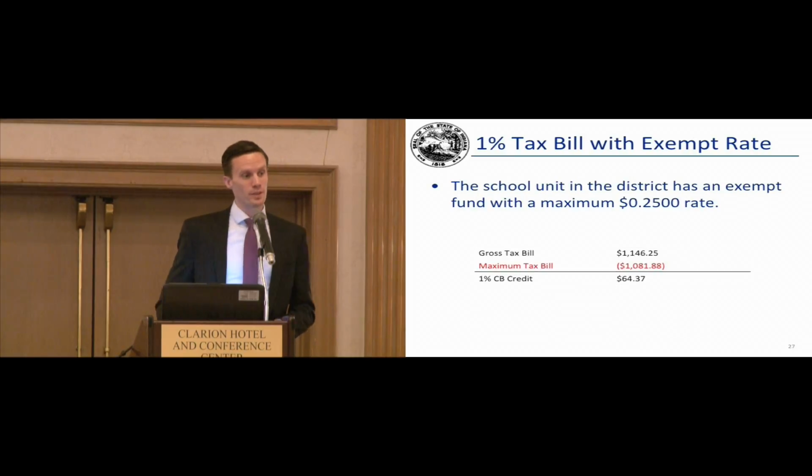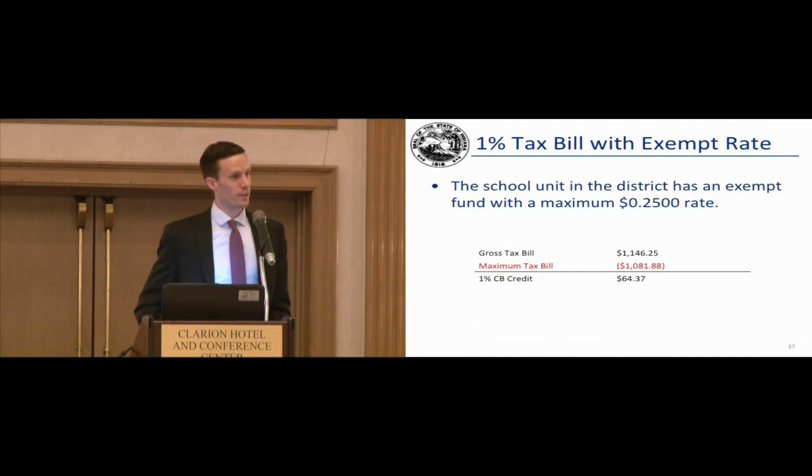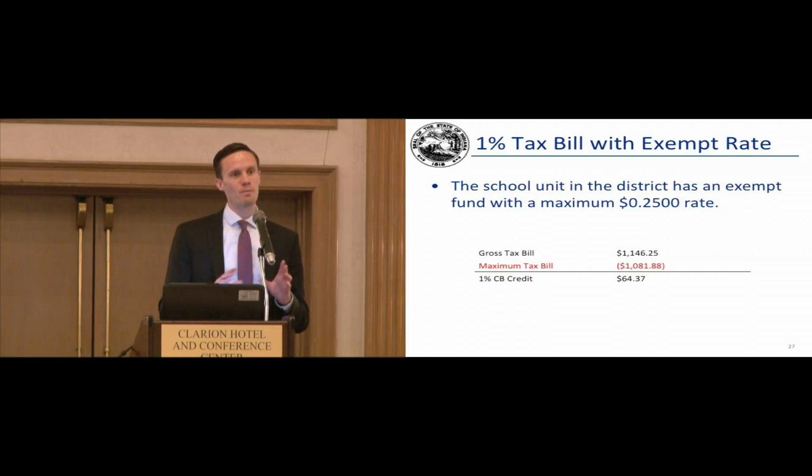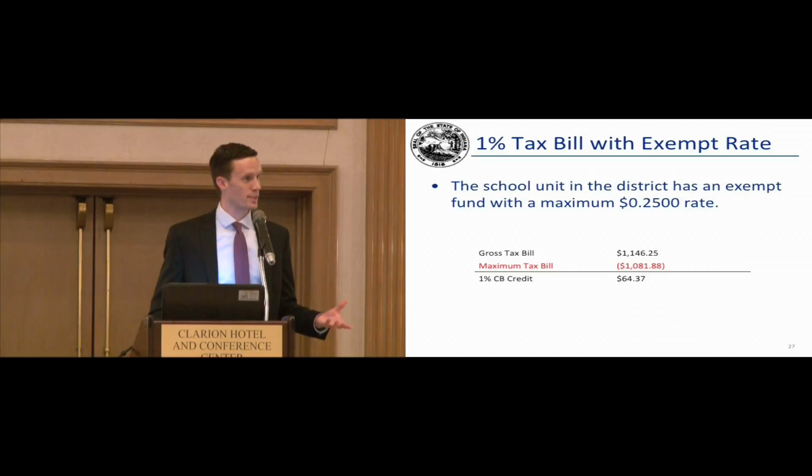So if we wanted to figure out what the circuit breaker credit was going to be for this particular taxpayer, we're assuming everything else is equal, their total rate's 3.5, but 25 cents is going to be exempt, we can come up with a circuit breaker credit equal to $64.37. So the credit itself is less than what the taxpayer would have had if none of the rates were exempt.